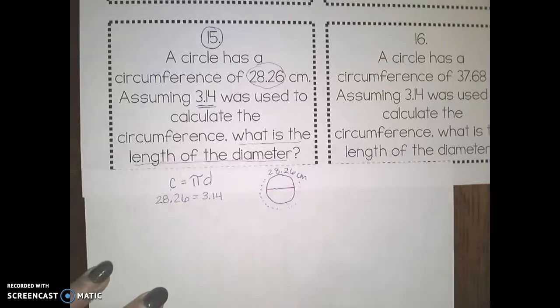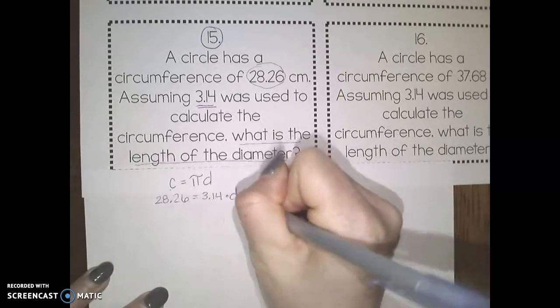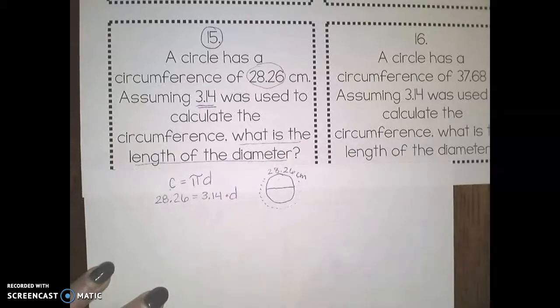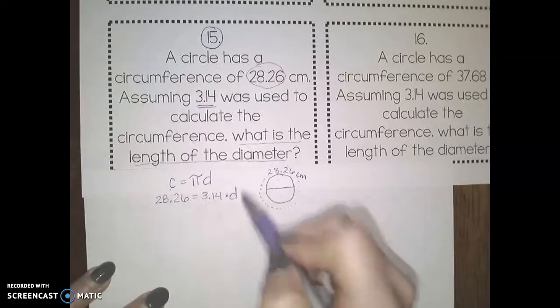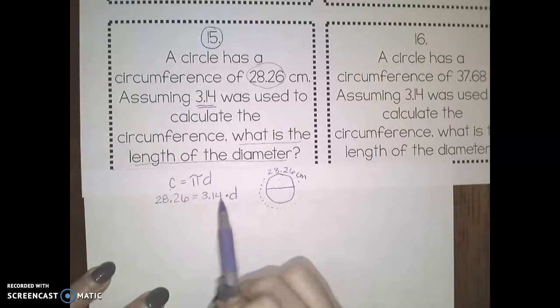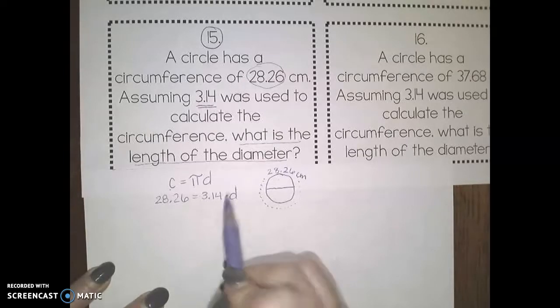3.14. So instead of using the pi symbol, I'm going to put in 3.14 times diameter. You can put that little dot for multiplication there, but you don't have to. Now this is just a one-step equation, guys. How would we solve for D, diameter? What do we have to get rid of that's over on the side connected to the diameter? That 3.14.